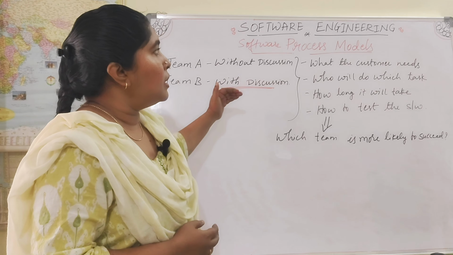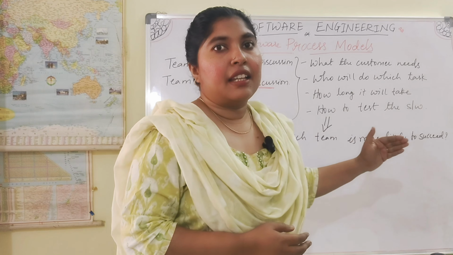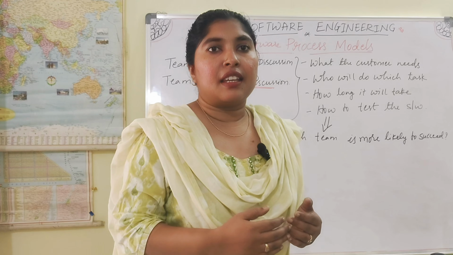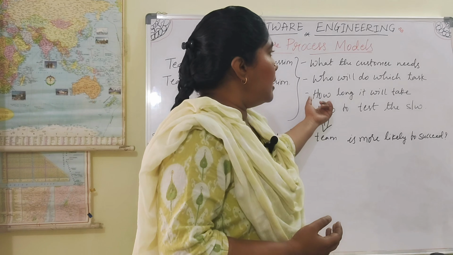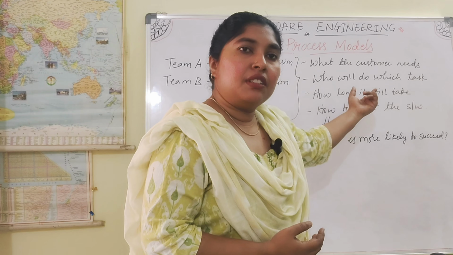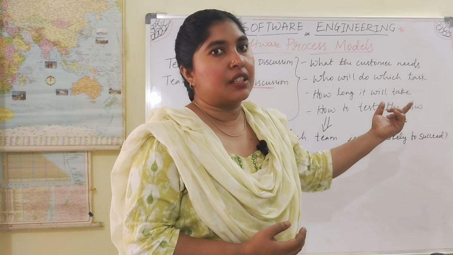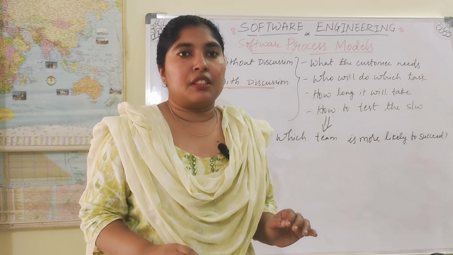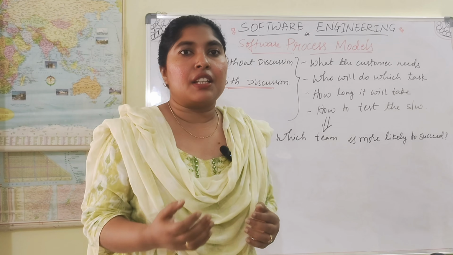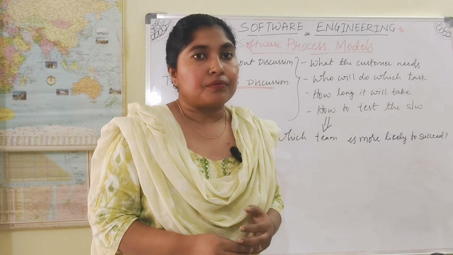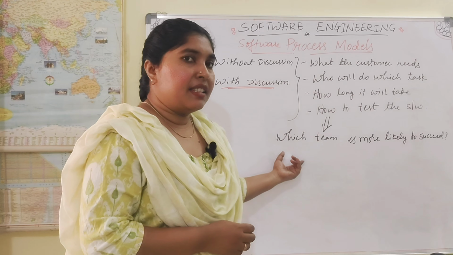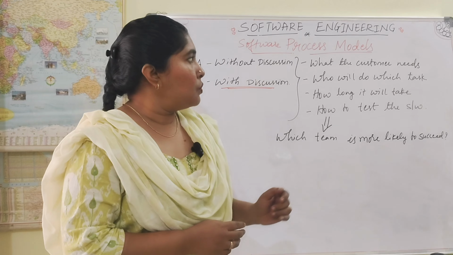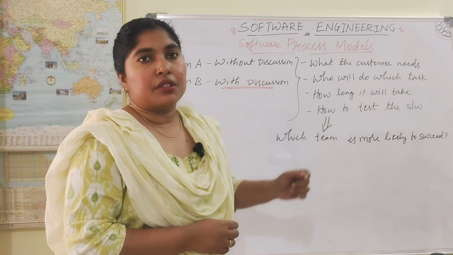Why? Because they proceeded with these discussions. They gathered the requirements, they came up with the plan and the schedule, they analyzed the risk, and they have the design, the developers and the testers. They categorically distributed the work among themselves, and eventually the success rate is high. So to have a high success rate, you need something called process models. In this video we will discuss process models.